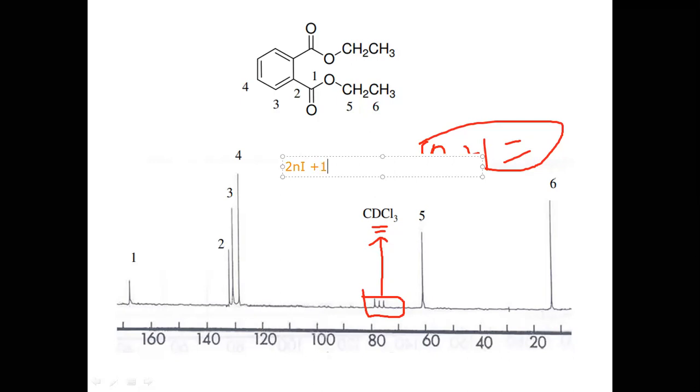2nI plus 1. Haven't we seen this 2nI plus 1? Yes or no? Yes. What is n? n is the number of neighboring directly bonded atoms. How many are attached here? One. And what about I? I means the spin value. What is the spin value of deuterium? Yes, it is 1. The I for deuterium is equal to 1.